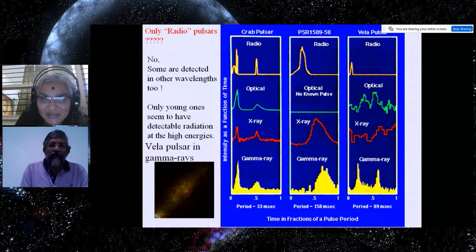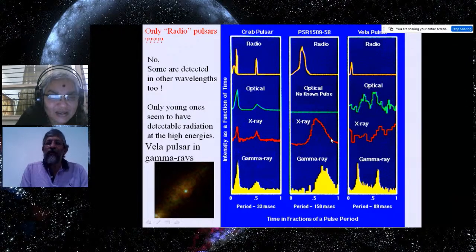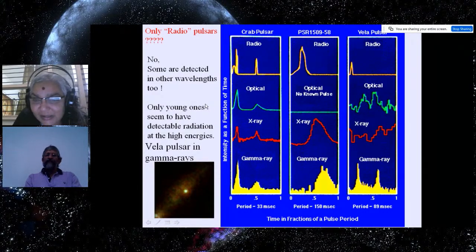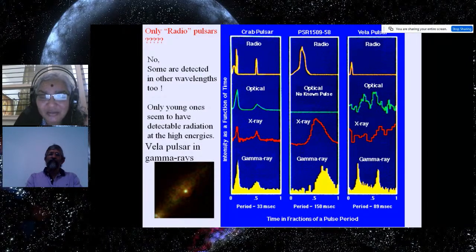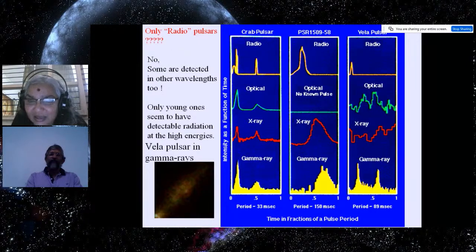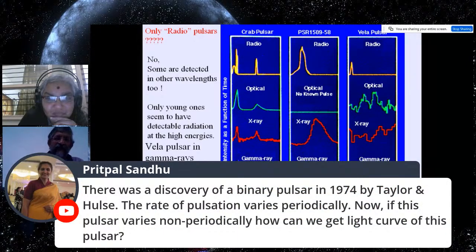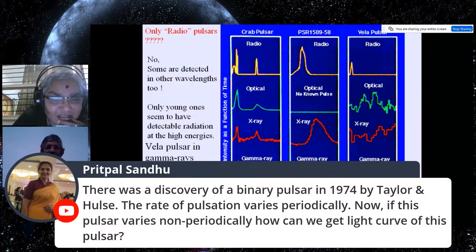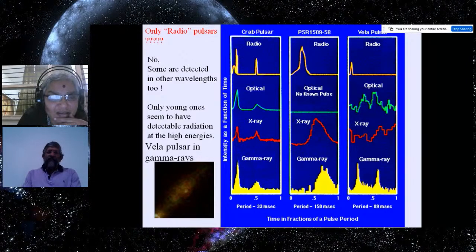If I could just, there was a question which I thought maybe clarification here may be useful. Is that okay? Pritpal is asking about the binary pulsar, and that the rate of pulsation is periodic and therefore it could be used. And I think when you mentioned the variability of single pulses, is where she's asking how can we get, if there is variation in single pulses. Shall I read out exactly the wordings she has? There was a discovery of a binary pulsar in 1974. The rate of pulsation varies periodically. Now, if this pulsar varies non-periodically, how can we get the light curve of this pulsar?